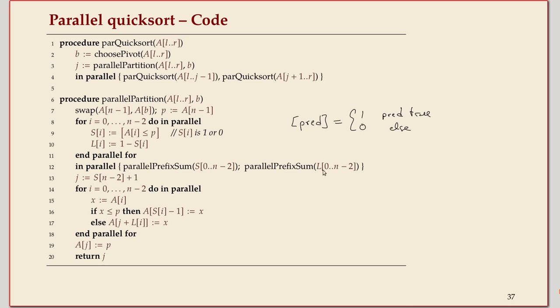Then we compute the parallel prefix sums of those bit vectors, because that's what we do for compacting. And the last step is to, in parallel again, every processor has a single element that he or she is in charge of, and this processor writes to the correct position.